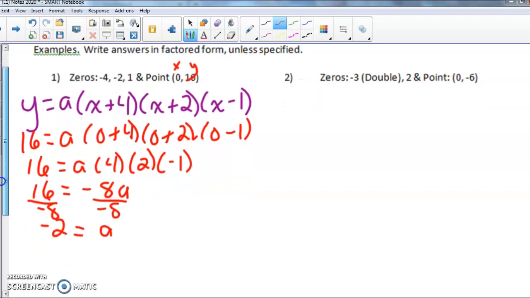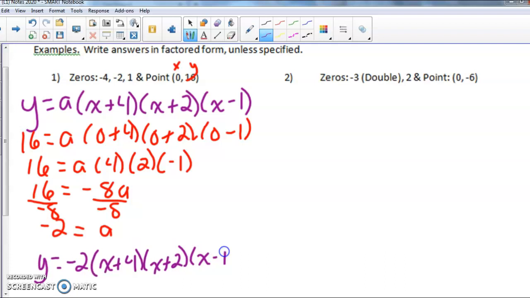Now again, I need to make sure that I actually write the equation. Just finding the lead coefficient is important. I need to do it, but I need to pull it all together at the end and write the equation. So this equation would look like y equals a lead coefficient of -2, and then include all your factors: x plus 4, x plus 2, and x minus 1.